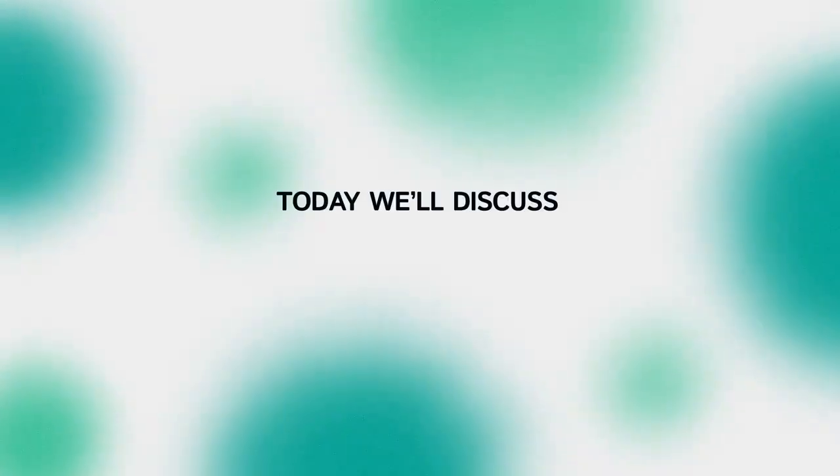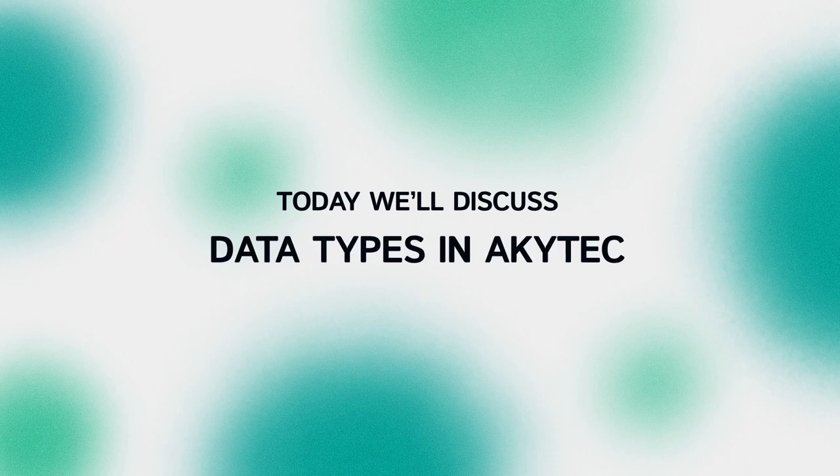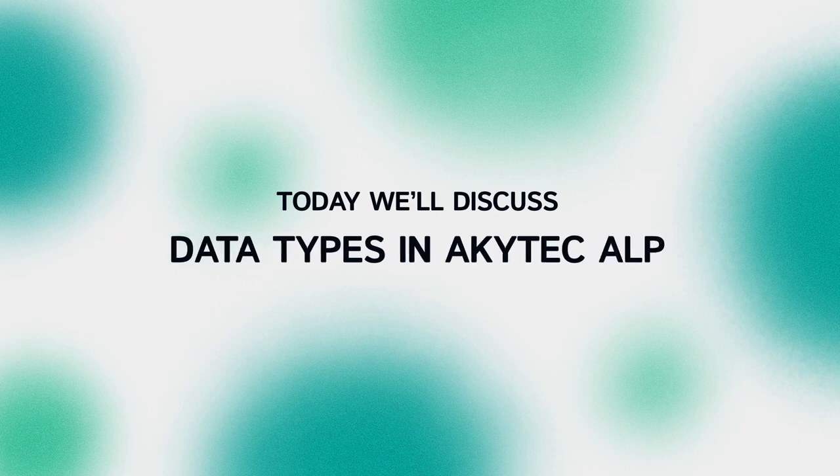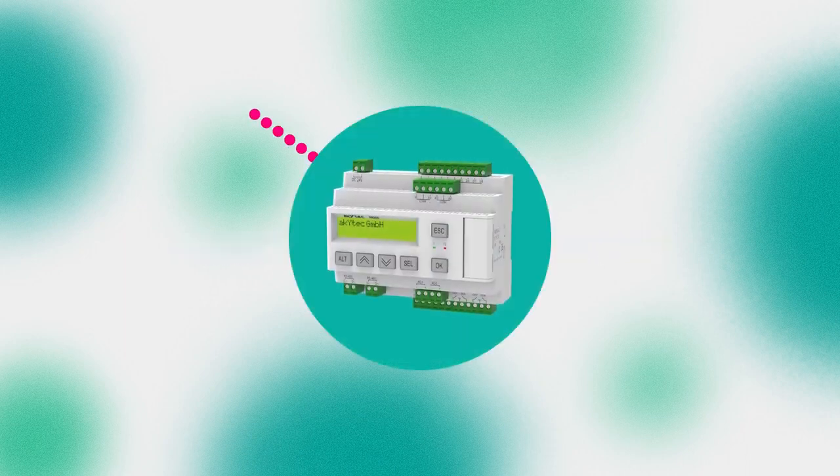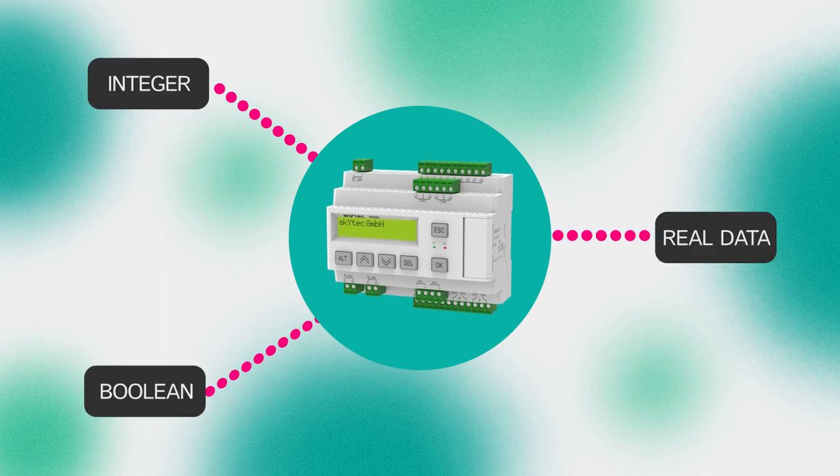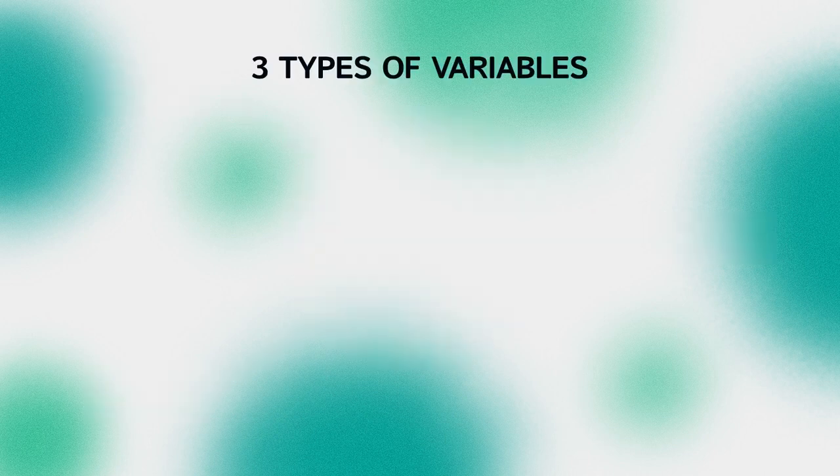Hello everyone, today we will discuss data types in Architect ALP. It's no secret that no project is complete without intermediate variables and constants. One of their main attributes is the data type. Currently we use 3 types of variables. In the future we plan to add a few more.